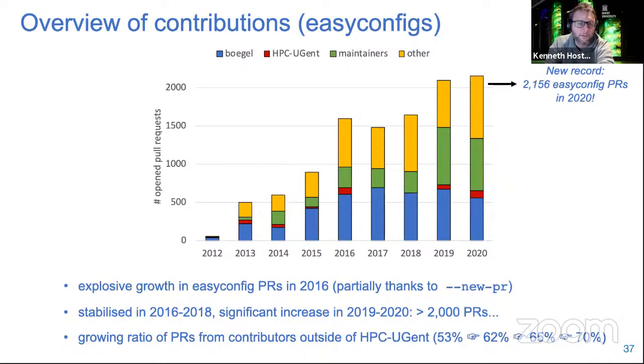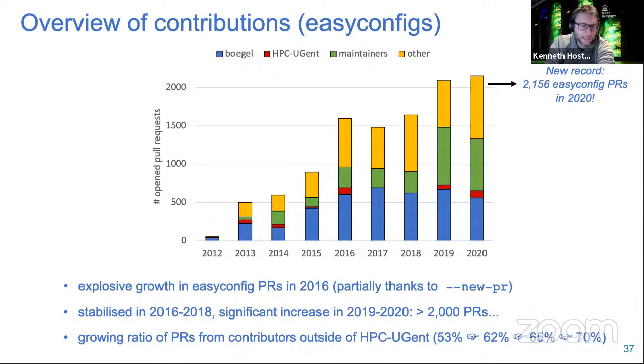And then for EasyConfig files, the numbers are a bit more spectacular. Also an upward trend, which is luckily slowing down a bit last year. So we have 2 years in a row with over 2,000 pull requests to the EasyConfig repository. So 2,000, if you think about, let's say 250 working days in a year, that's about 8 pull requests per working day. So that's quite a lot.